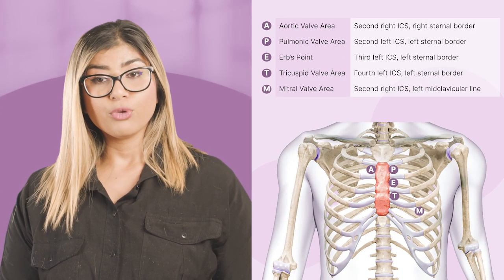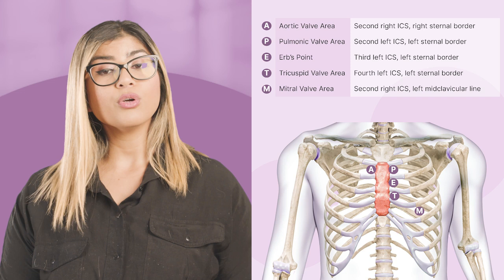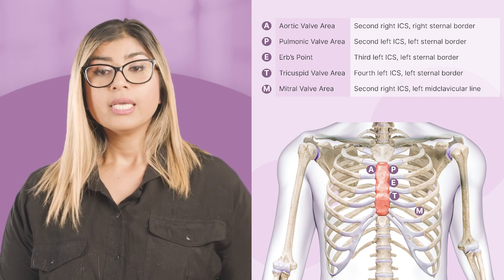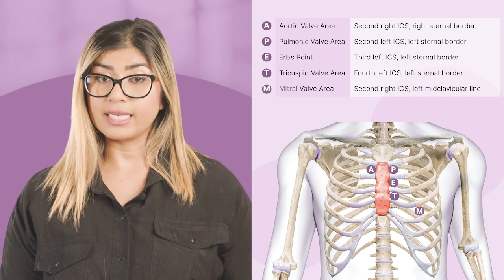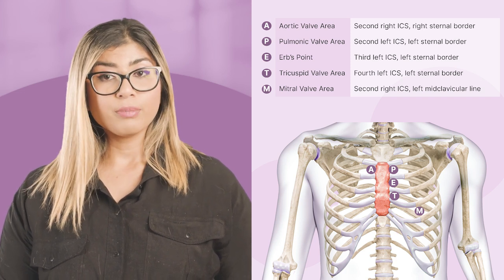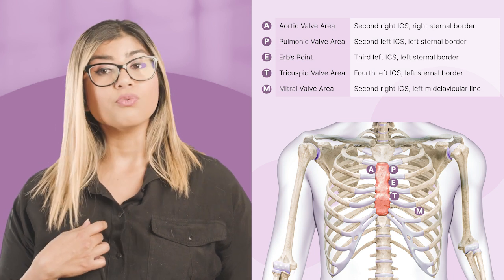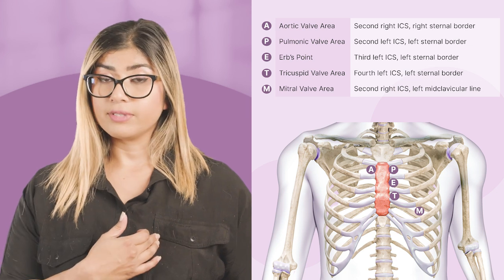When listening for murmurs, we usually auscultate over the areas of the chest that most closely correspond with the location of the valve we are assessing. The anatomical locations are the same as when we listen to heart sounds. The first anatomical location to remember is the second intercostal space to the right of the sternum. All the other locations are on the left side of the sternum.